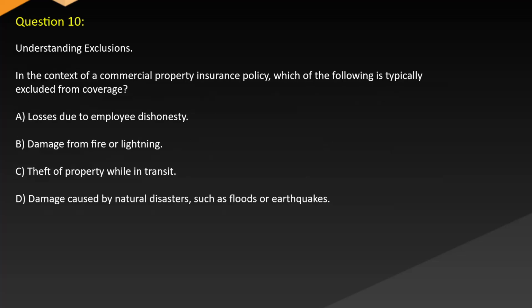Question 10. Understanding exclusions. In the context of a commercial property insurance policy, which of the following is typically excluded from coverage? A. Losses due to employee dishonesty. B. Damage from fire or lightning. C. Theft of property while in transit. D. Damage caused by natural disasters such as floods or earthquakes.